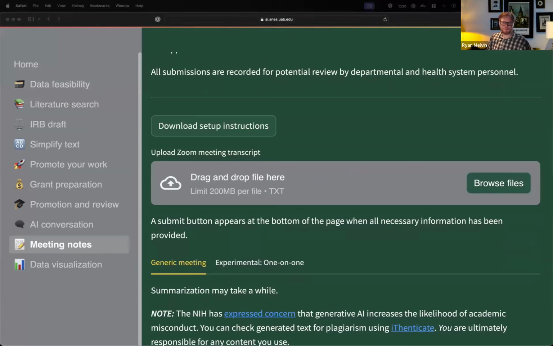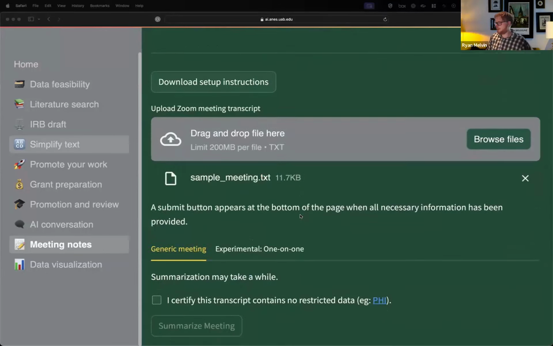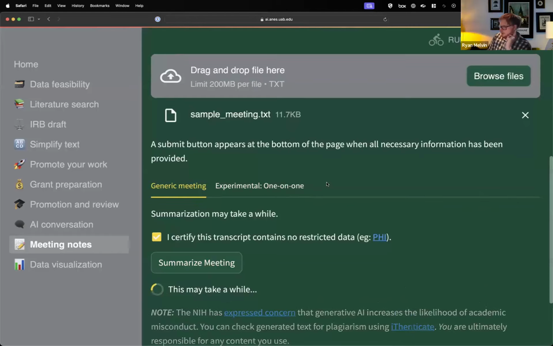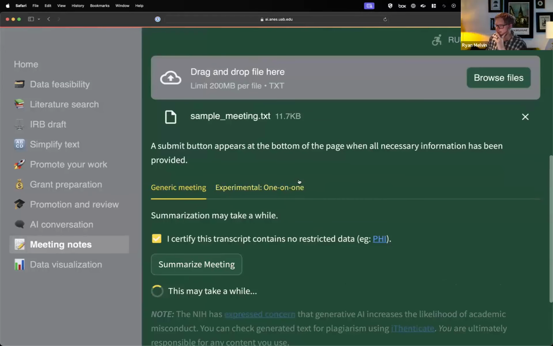transcripts from any Zoom meeting, you can come here, upload the transcript, and it will prepare meeting notes, including action items and then summary of what's relevant to those action items. So let me, come on, there we go. I have a sample meeting. You currently have to say there's no restricted data in here, though we're working with HSIS to remove that restriction. And it's going to summarize the meeting.